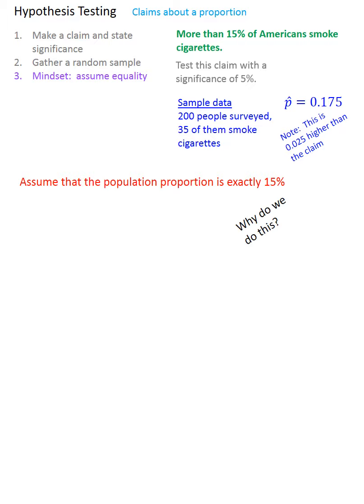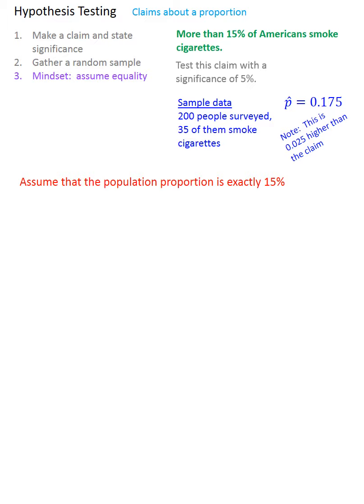Why would we do this? Because if we assume that it's exactly 15%, and we can calculate that the 17.5% sample that we got is a rare event, then we can follow the logic that we made an assumption, we found a rare event, and therefore the assumption may have been false in the first place. This assumption, contrary to what we're trying to claim, is statistically called the Null Hypothesis, whereas the statement we are trying to find evidence for is called the Alternative Hypothesis.